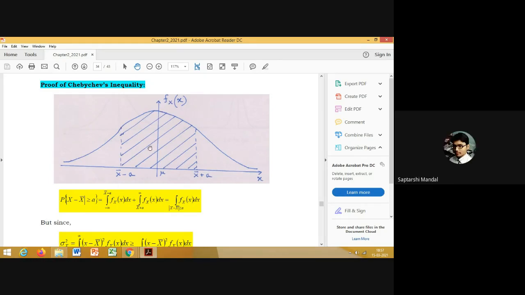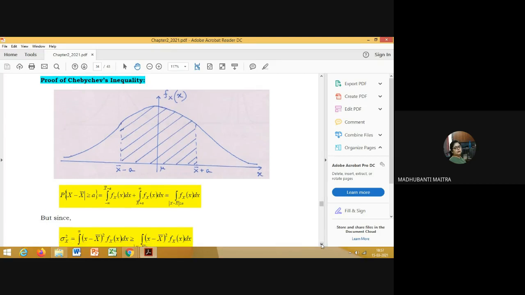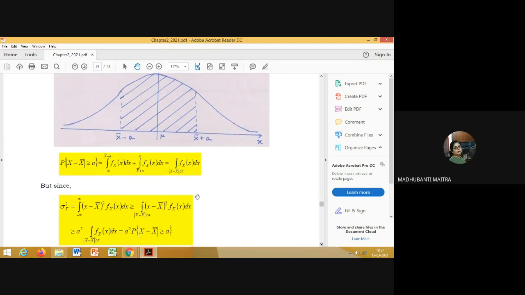Yes. So in this region, you see the deviation is less than this value, right? And here we are trying to find out whether the deviation is greater than or equal to a. Hence, we are evaluating these two areas. So these two together in a combined form can be written as the integral over mod x minus x bar greater than or equal to a of fx dx.